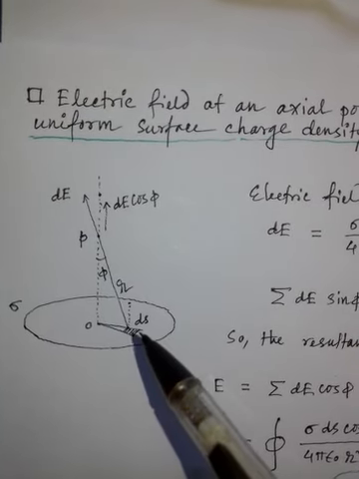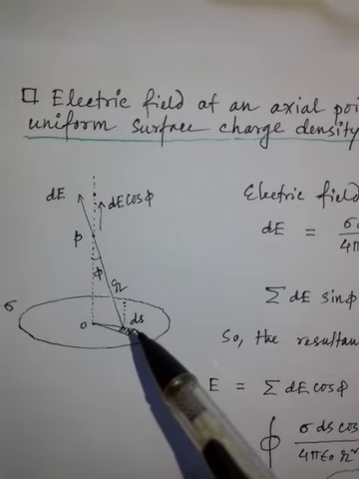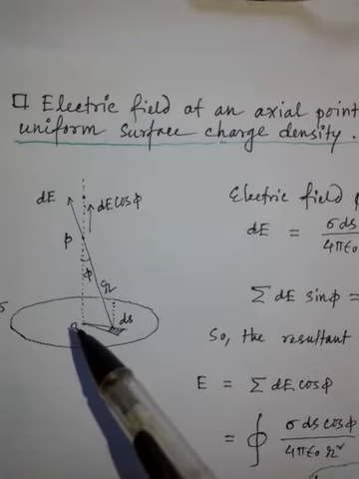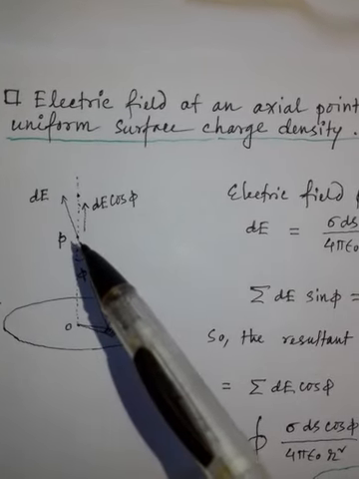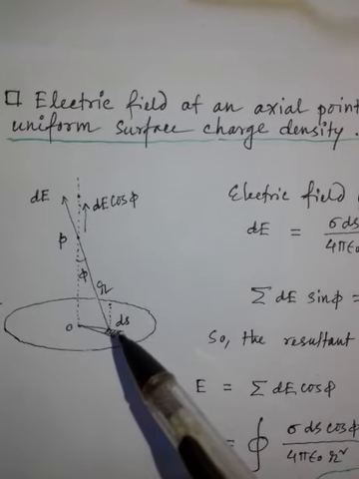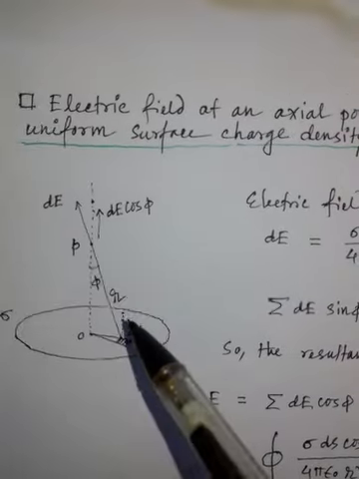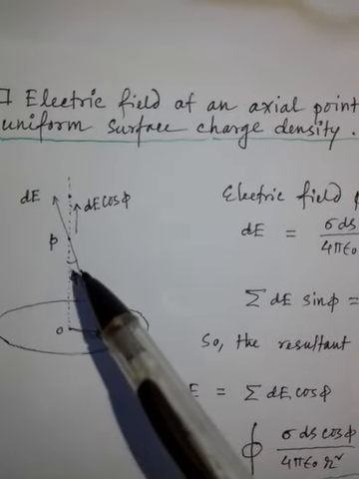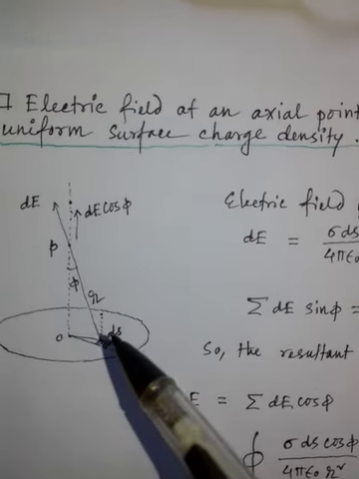First, let us consider an elementary area ds on this plate. The charge on ds is sigma ds. So, the electric field at P due to this elementary portion ds would be like this one: dE = sigma ds by 4 pi epsilon naught r square. Here r is the position vector of P, that is, the distance of P with respect to ds.